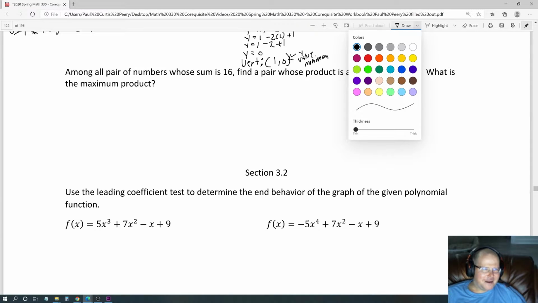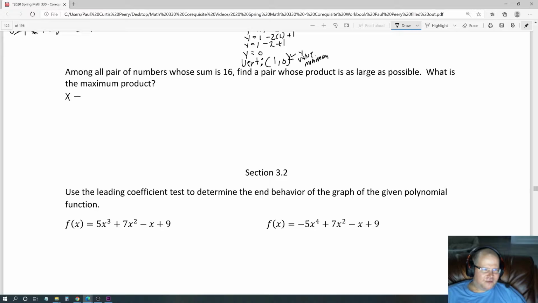Basically they're saying, let's say I have an unknown x and an unknown y, and I add them together, I get 16. Let's say I want to solve for y. So I subtract x, cancel, cancel, and y is equal to 16 minus x. We want to know the product, right? The product is x times y, and we want to max that thing out.